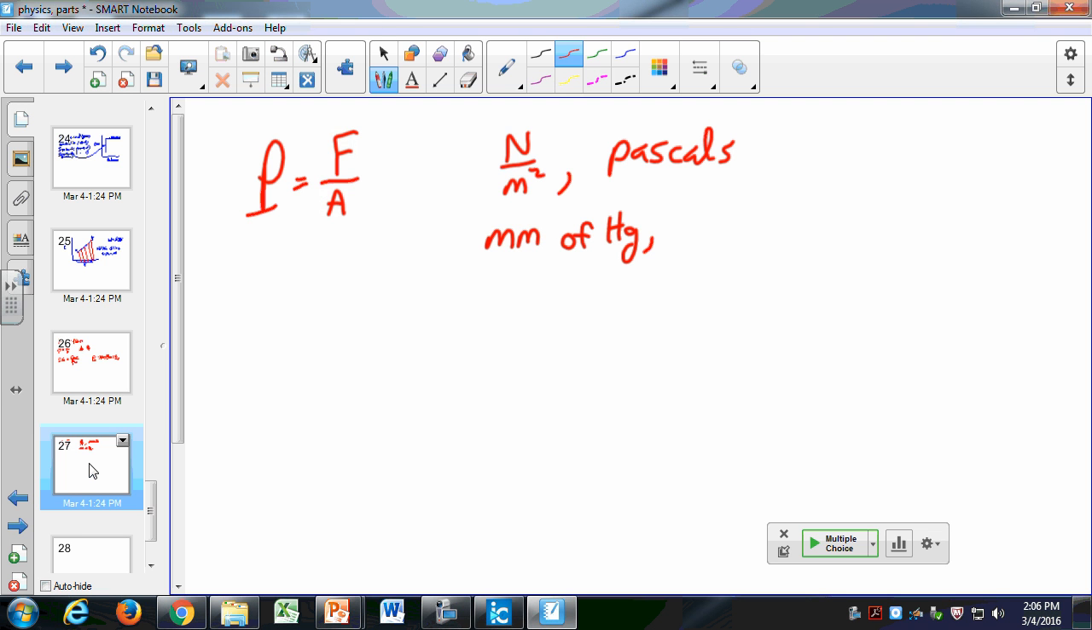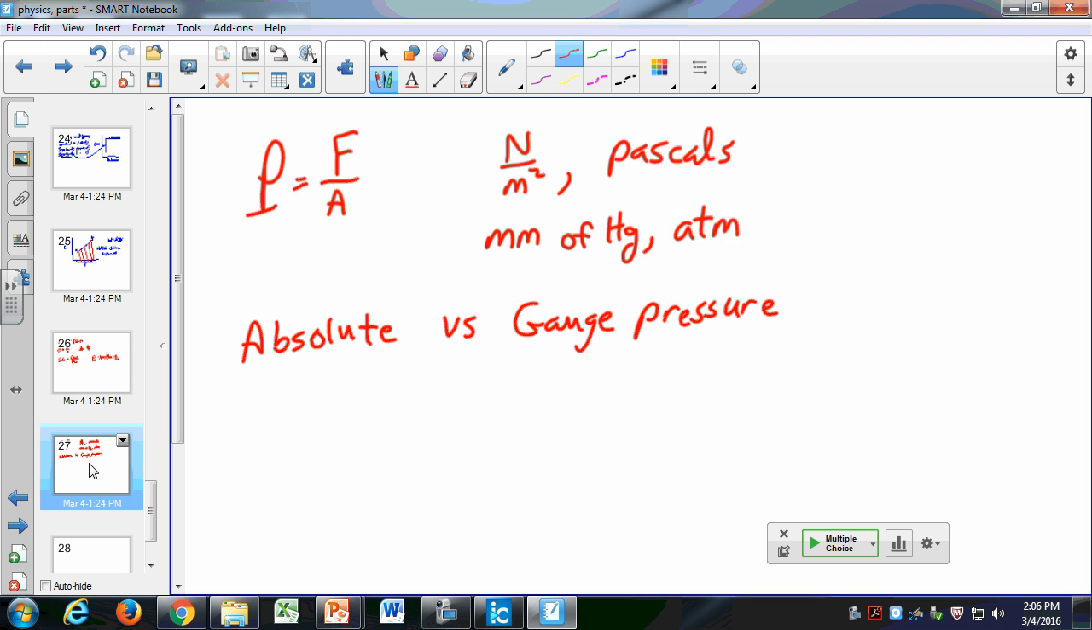And they also have it in atmospheres. Atmospheres is just the atmospheric pressure at sea level. We have absolute pressure versus gauge pressure. Now hang in there, just a few more minutes, we'll wrap up, okay?